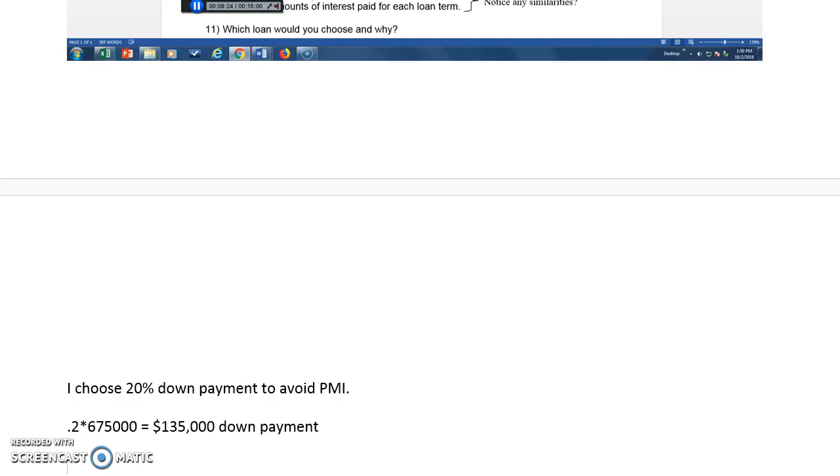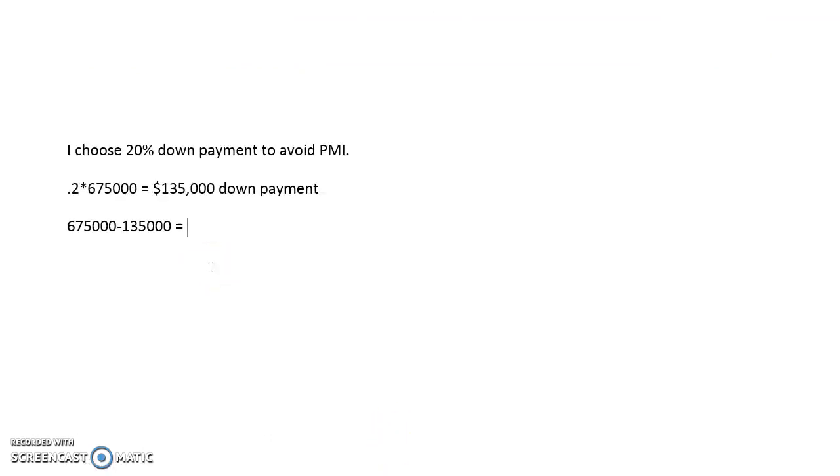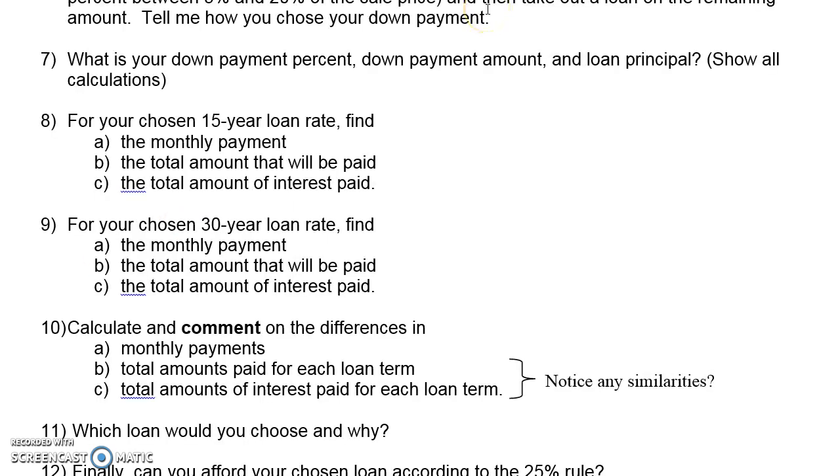So if the cost of my house is $675,000 and I subtract my down payment, I will get my loan principal. Therefore, my loan principal works out to be $540,000. This is the amount that I have to borrow from the bank in order to finance this house with the 20% down payment. So I've already completed up to number 7 in the video, and we're only at 10.5 minutes.